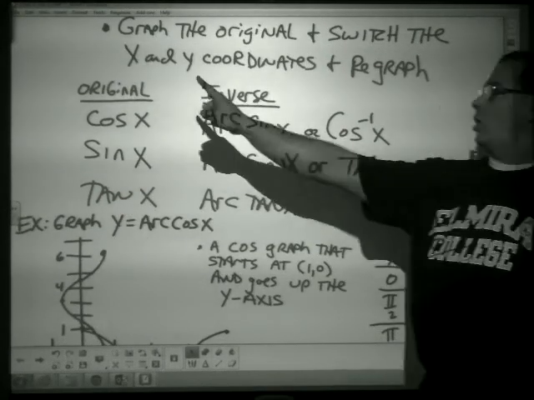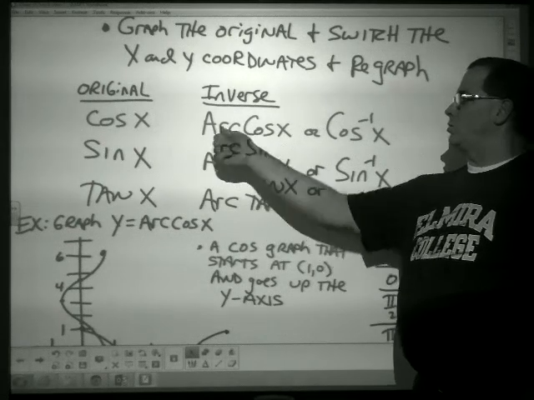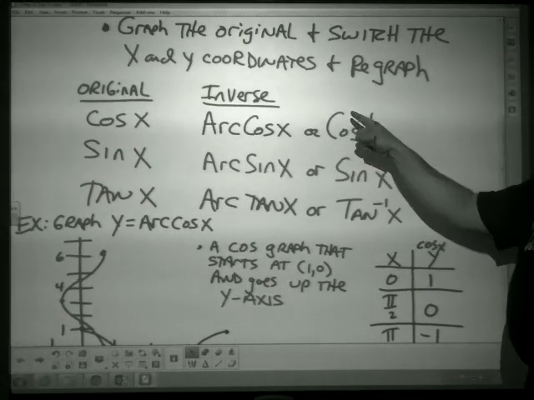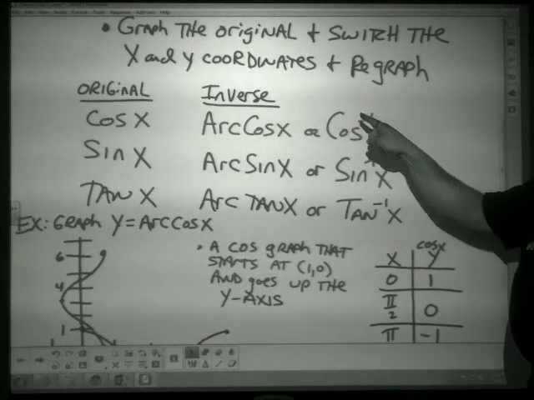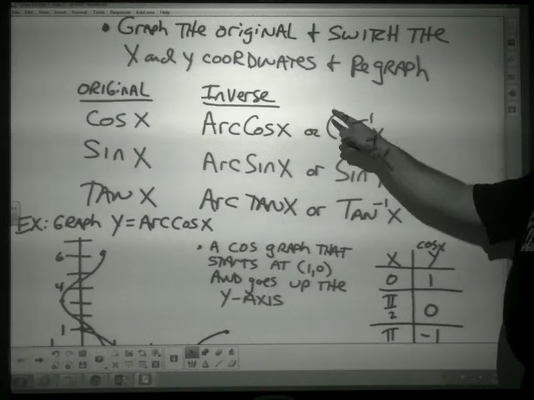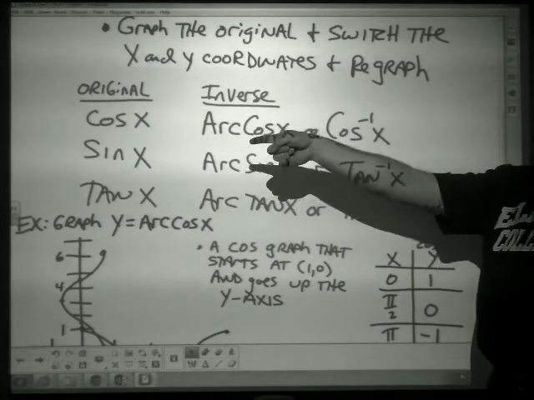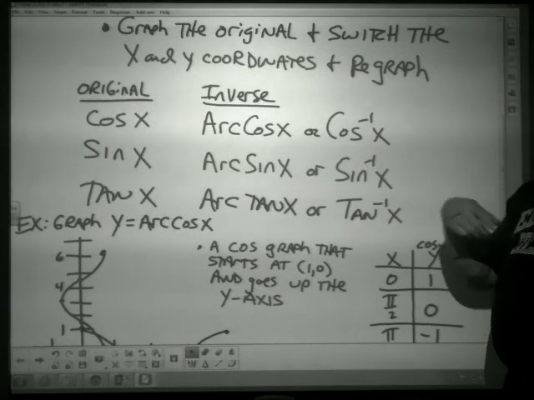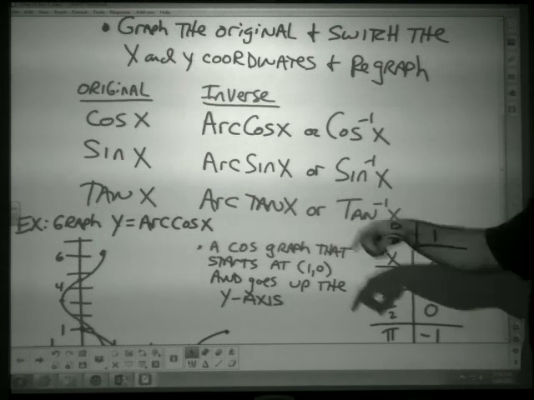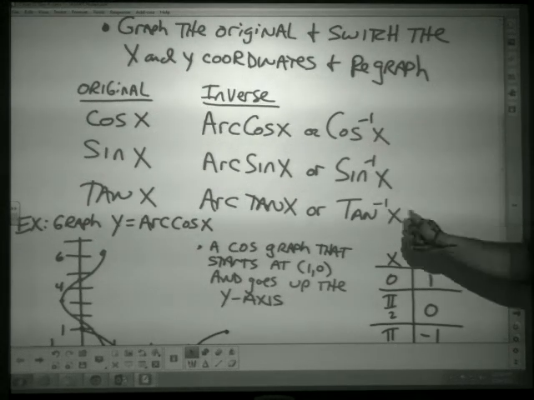If the original is cos, the inverse is called arc cos, or an angle whose cos is. Okay? Arc cos, or sometimes you'll see it written this way, cos^-1. It's almost like cos to the -1 of x, but we just read this as inverse cosine of x. Sin x, arc sin x. Tan x, arc tan x. That's how we use notation. On your calculator, you hit second cos, second sine, second tan.